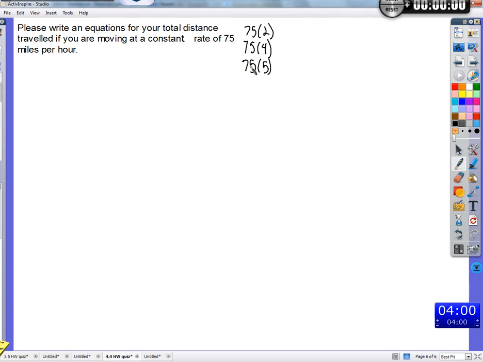So the thing that we use to represent whatever time it is, it could be x, represent time. Or if we don't like x, we want to use t, because time starts with t. Maybe we want to use h, because we're talking about hours, and hours starts with h, whatever you choose. Whatever that time is, you'll take 75 and multiply it by that time. And that'll be your distance, d for distance.